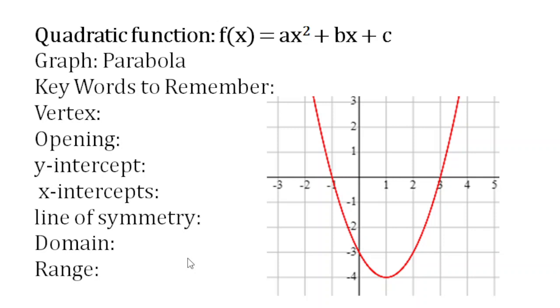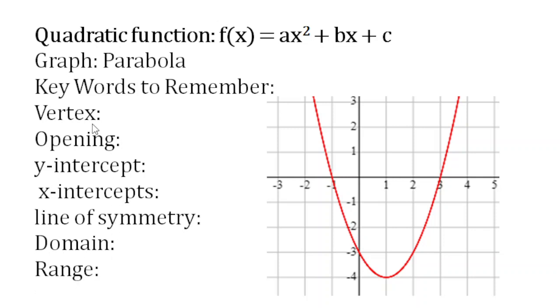Now let's talk about quadratic function. So it is of the form f of x equals ax squared plus bx plus c. So the highest exponent is 2. The graph is called a parabola. And these are the key words that we have to remember: vertex, the opening, the y-intercept, the x-intercepts, the line of symmetry, the domain, and the range.